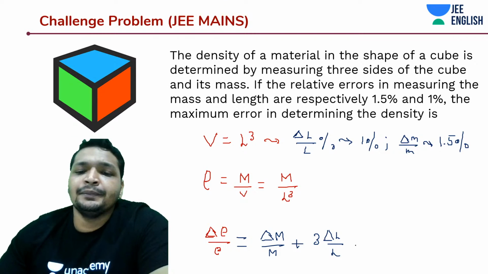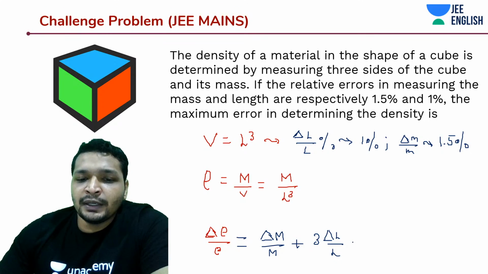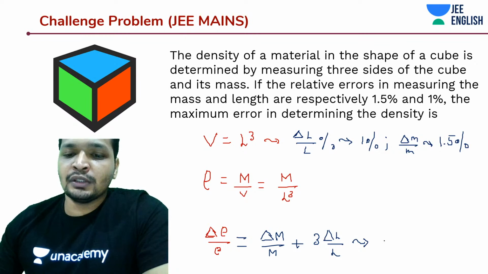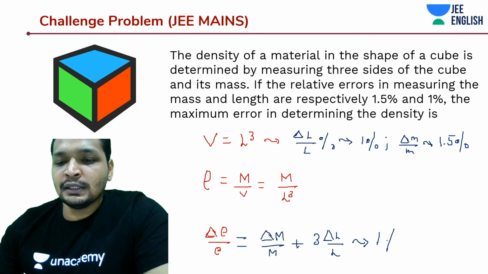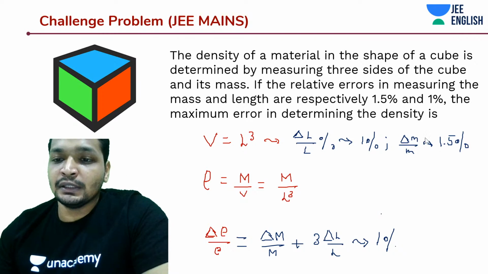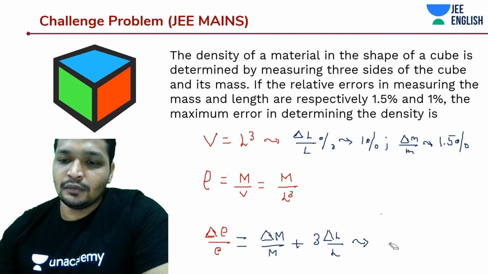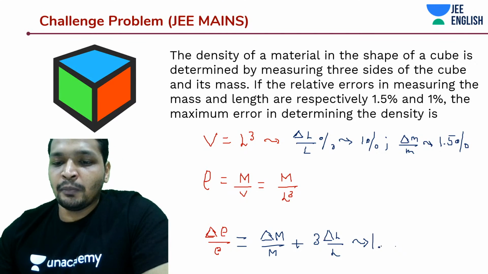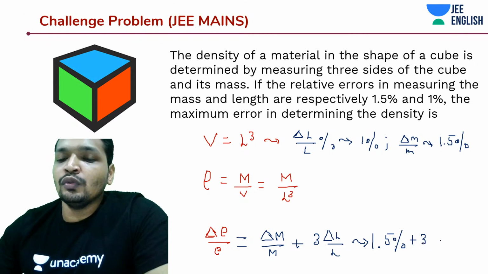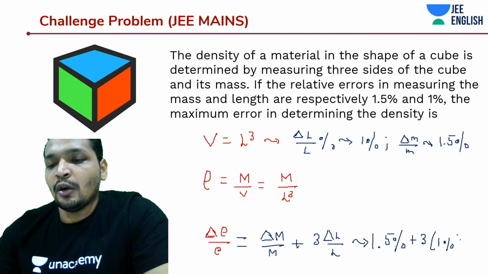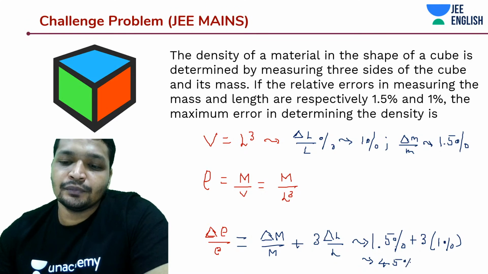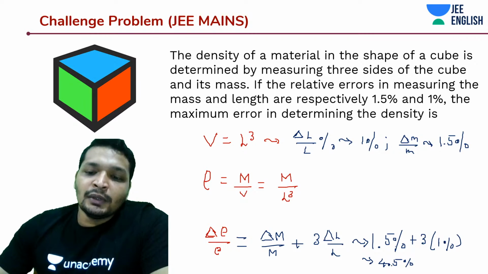Delta L by L. So how much is that in terms of percentages? If I'm going to multiply on both sides by 100, this should have been 1.5%, plus 3 into 1%. How much is that? That is 4.5% in total. Right, that is how much error you have.